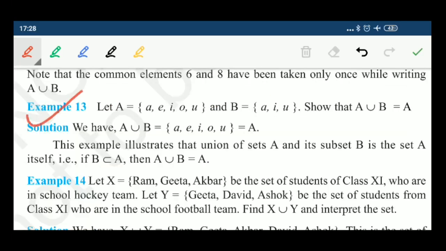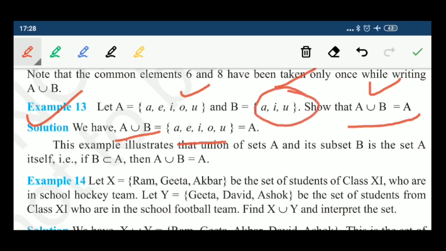See one more example. Here set A consists of all the vowels: A, E, I, O, U, and set B contains A, I, U. Then show that A union B is equal to A. Firstly, we will find the left hand side, the union of A and B. The union of A and B is A, E, I, O, U. Why? Because all the elements of B lie in A, and this is equal to A.